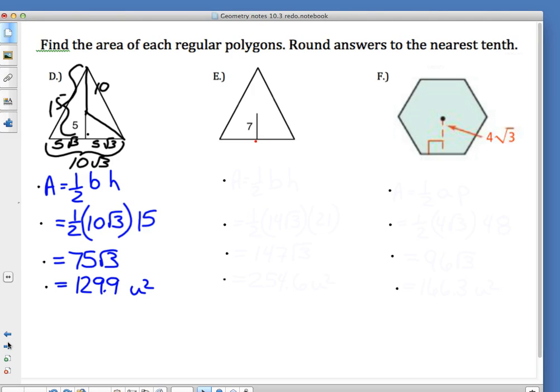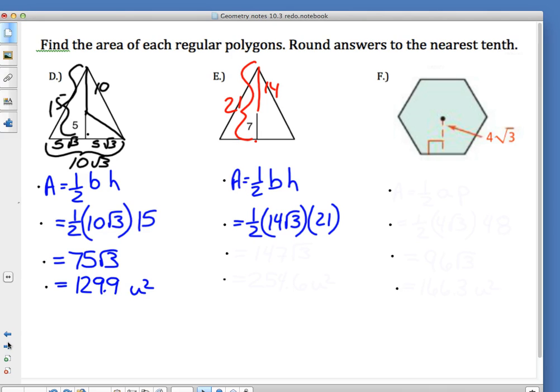Same idea in E. Remember, centroid, that's what I'm using. This is 14. This is 21. Using the 1/2 base times height, 14 to the square root of 3 times 21. Totally getting her done, 254.6. Did you use another one? It should be the same answer. If it's not, oops, we've got to talk. Because either I did it or you did it. Fat fingeritis abounds. It's possible.